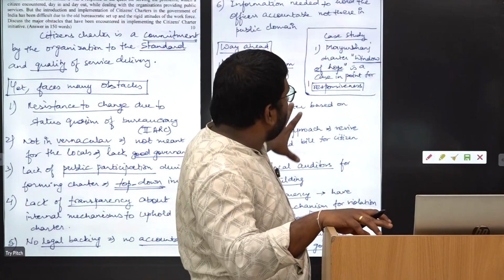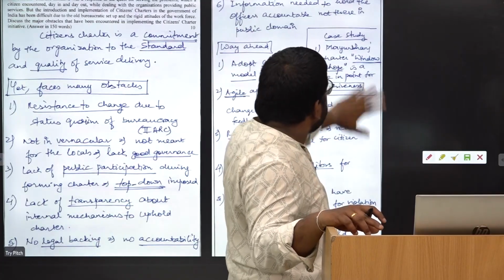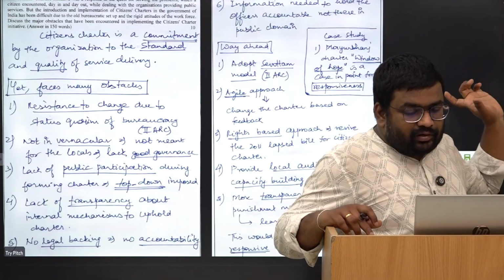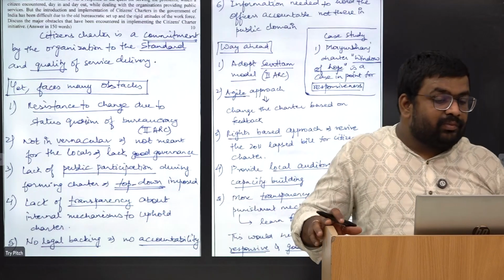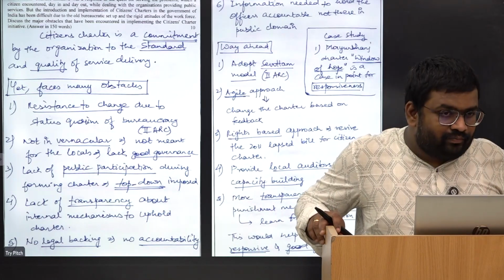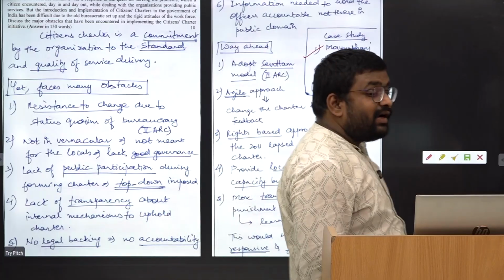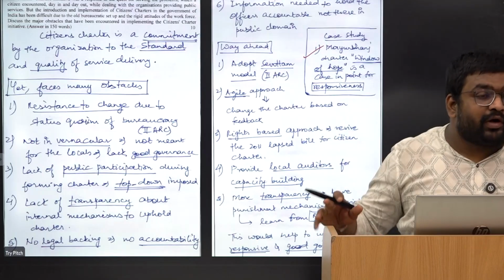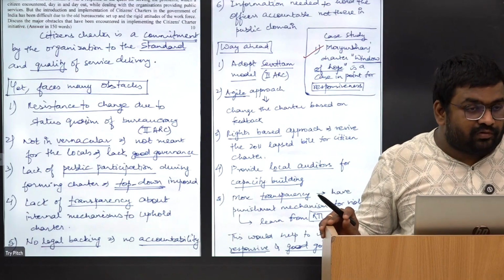So rather than writing it as a point, what he has done, he has drawn a small box around the margin and then given it as the case study, the Mayurbhanj model of citizen charter. Now this increases the value of it because it catches the attraction of the evaluator. The evaluator may miss one of the points, but he won't be missing that particular box.